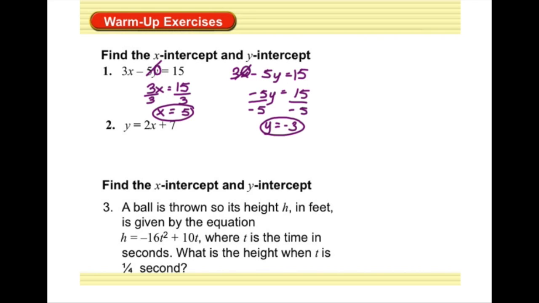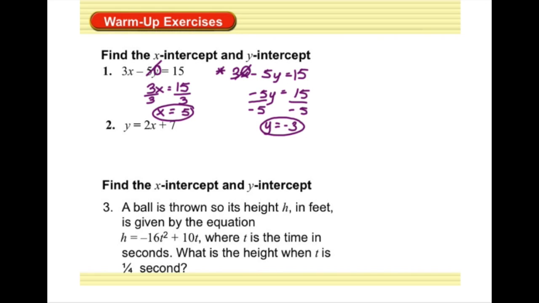Go ahead and do number 2 on your own. If you need to pause, please do. But again, when y equals 0, you have the x-intercept. When x equals 0, you have the y-intercept. The only trick I would say is make sure you go back to the original function whenever you do the second value. Don't try to substitute into what you've solved already. It's not going to work for you, okay? So go ahead and solve that. And I will help you out with problem number 3.